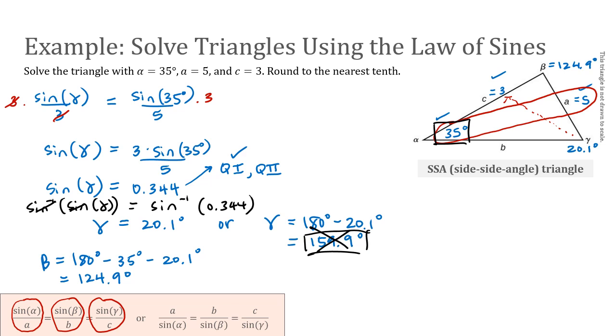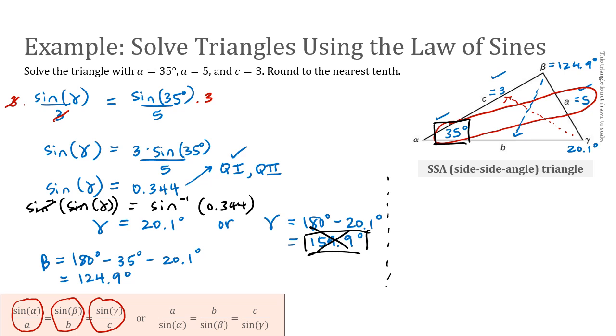There it is. So the only thing left that I need to solve for is the side that's across from beta, side B. Okay, so let me just switch pens here and make a line.